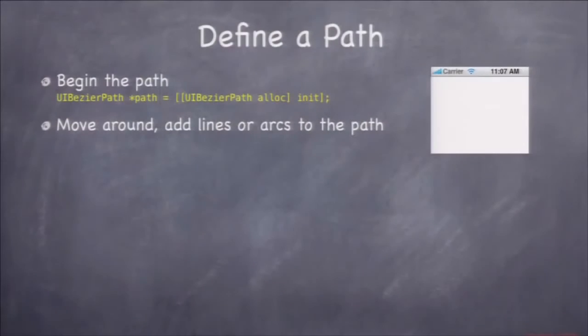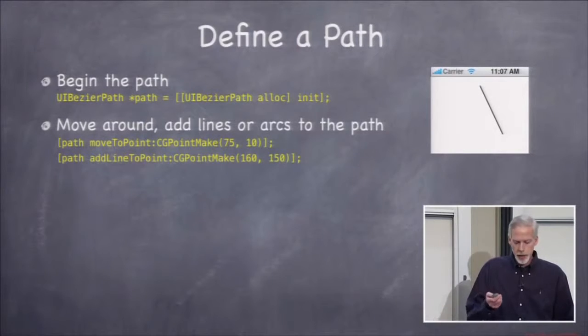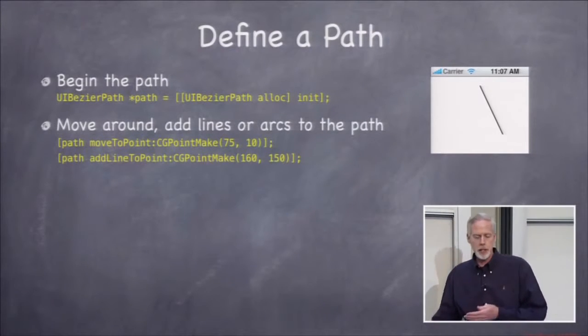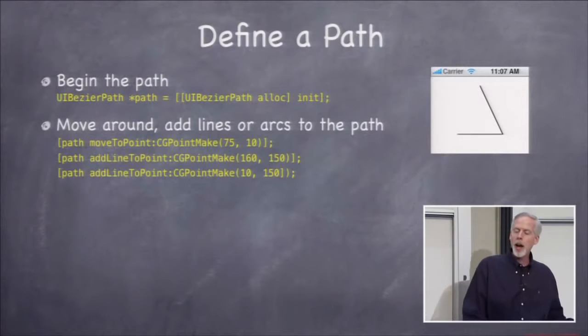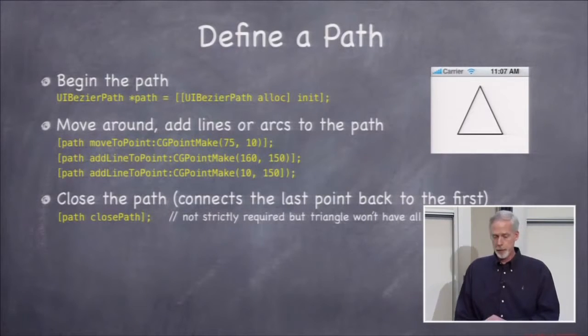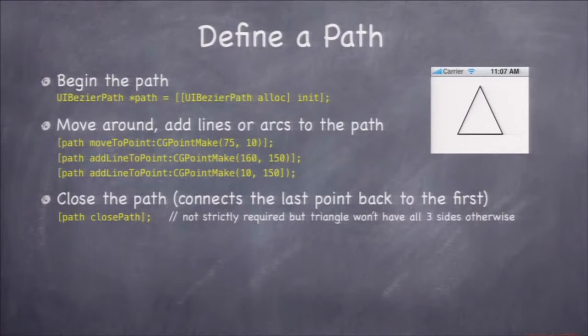Okay, so how do we define a path? Let's say we want to do a triangle with UIBezierPath. We alloc init a UIBezierPath like this. We move to wherever our starting point is. So I'm going to move to the top there, 75 across and 10 down. Then I'm going to add a line going down to 160 across, 150 down. I'll add another line to come back to 10, 150. And then I'm going to close this path by calling closePath. That draws a line back to where I started. So I have a nice triangle there.